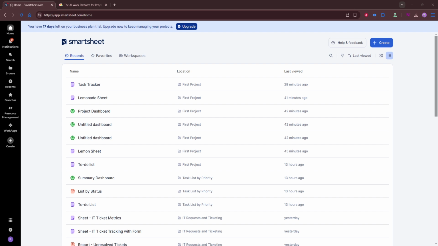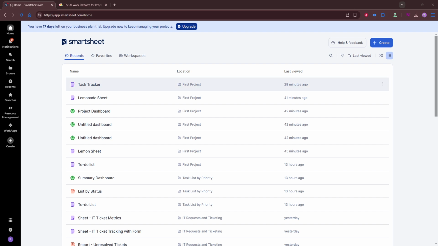Start by opening the Smartsheet formula you want to understand. This is the first and most important step because you need to see the full formula before you can interpret it correctly. Take a moment to look at the entire expression without trying to understand every part immediately. The goal at first is just to become familiar with what's there.